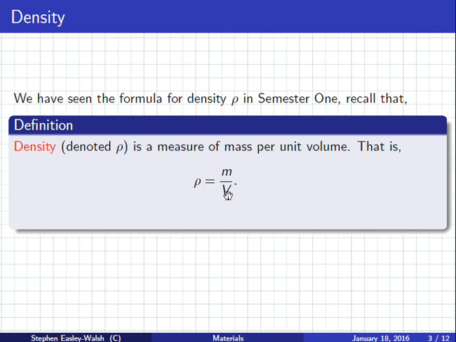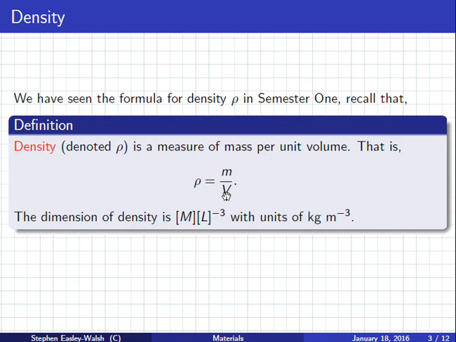Okay. So you've already seen the formula for density, but I think it's good to write it down again. Density is rho, and in semester 1 you should remember that density is how much mass per unit volume there is. So density is mass divided by volume. What's the dimension? Dimension of this is mass per length cubed, or as a unit, kilograms per meter cubed. Remember this?